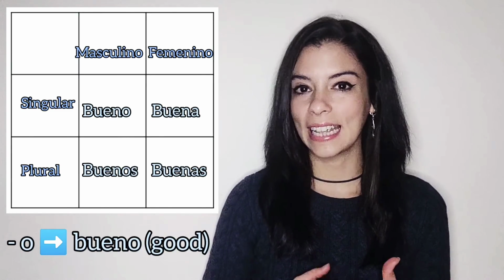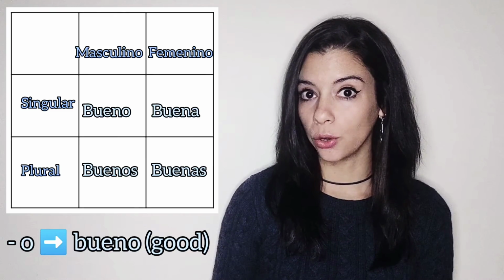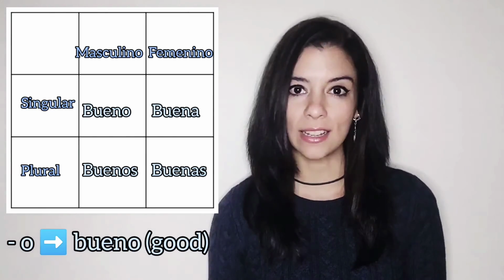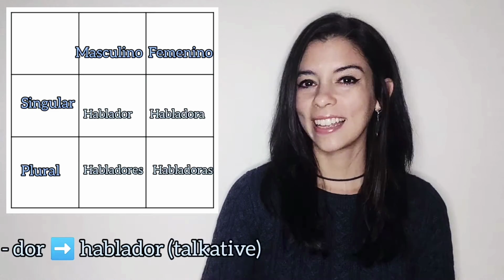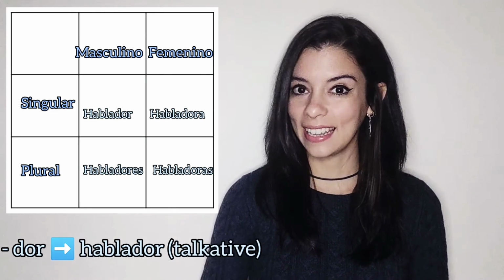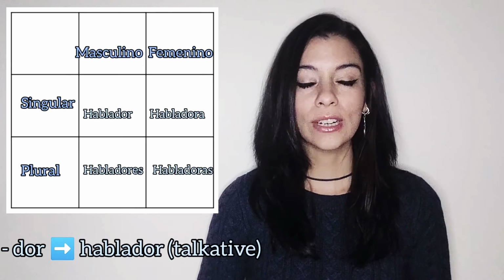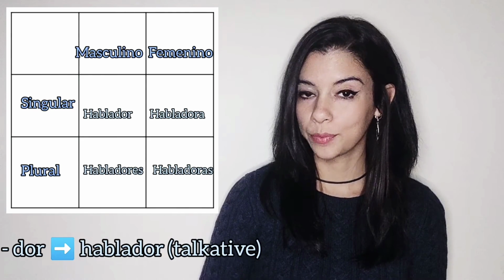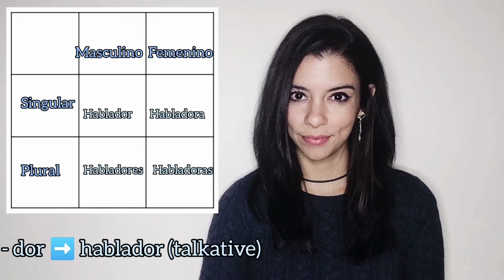Adjectives that end in o, for example, bueno, good, would be bueno, buena, buenos, buenas. So we have 4 different forms. Adjectives that end in dor follow exactly the same rule. For example, hablador, talkative: hablador, habladora, habladores, habladoras.